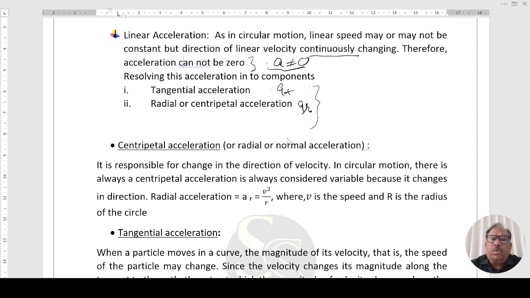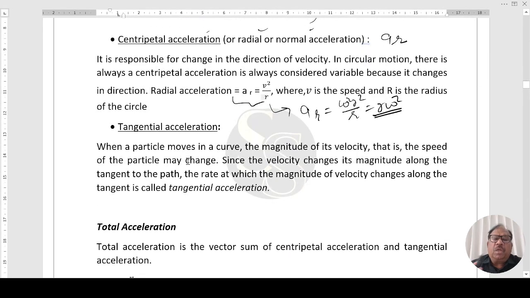Radial component, normal component, or centripetal acceleration, all are the same, AR. It is responsible for the change in the direction of velocity. In circular motion, there is always a centripetal acceleration, considered variable because it changes in direction. Radial acceleration is given by v square by r, or you can say AR equal to omega square r square by r, that is r omega square in terms of angular velocity.